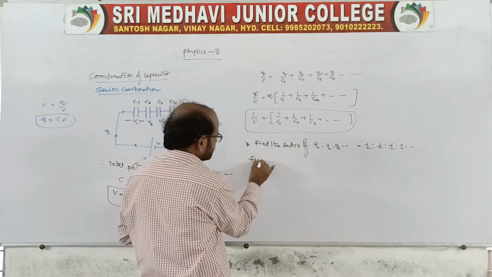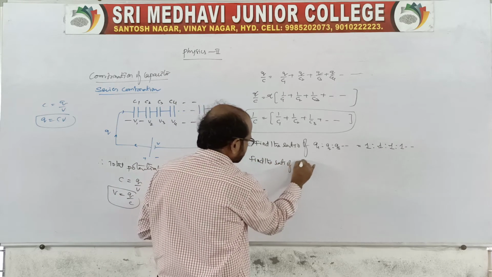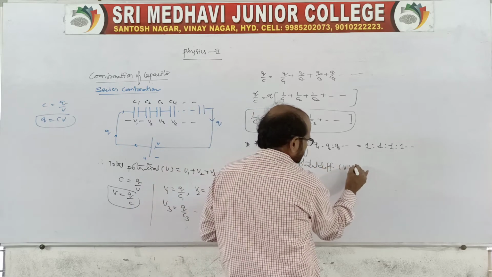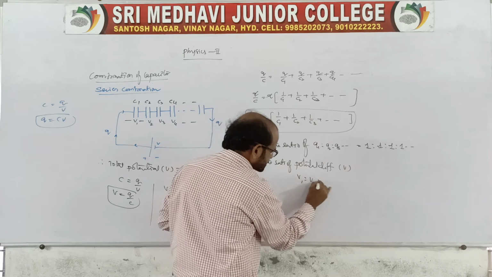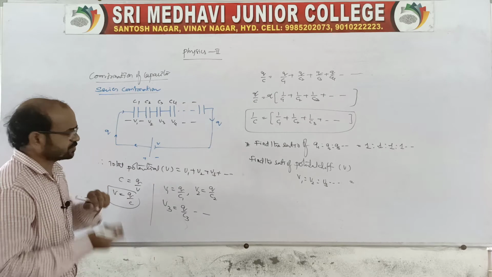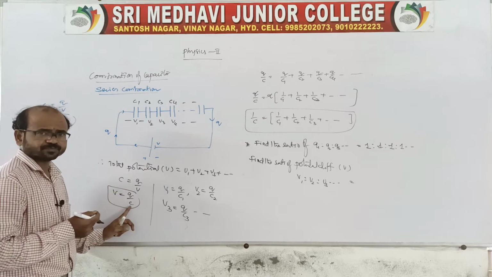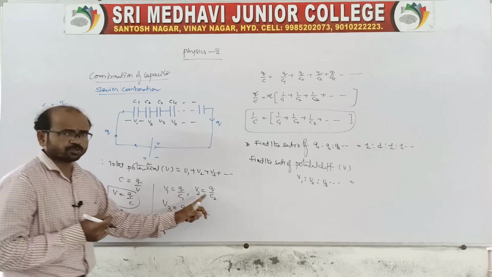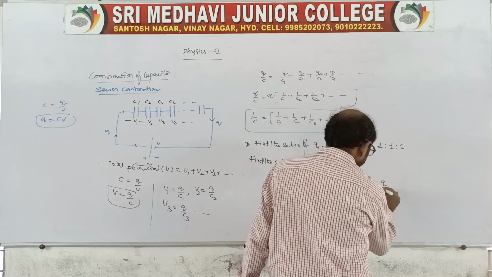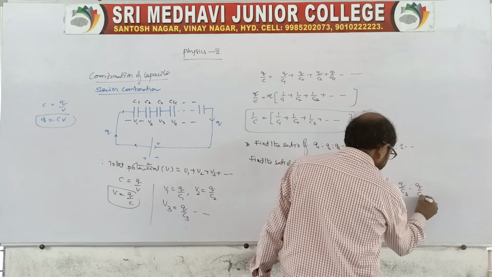Sir, what about the ratio of potential differences? Yes, find the ratio of potential differences. That means V1 is to V2 is to V3 and so on is equal to, look, actually V differs, no? V is nothing but Q by C. So Q by C1 is to Q by C2 is to Q by C3 is to Q by C4 and so on.